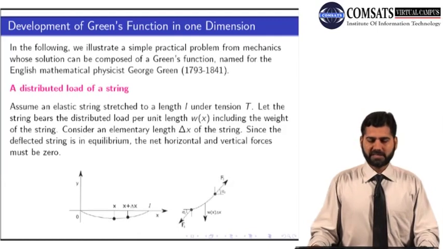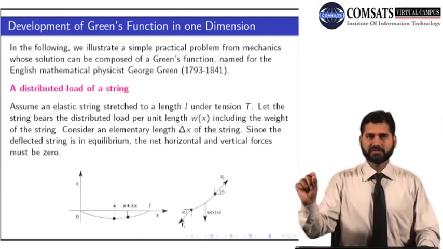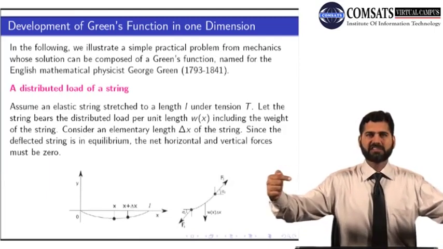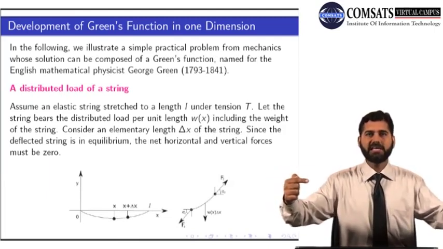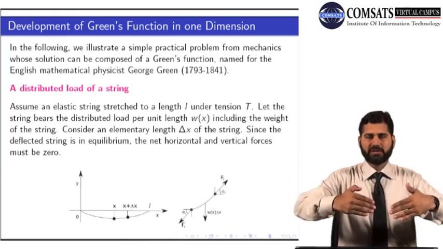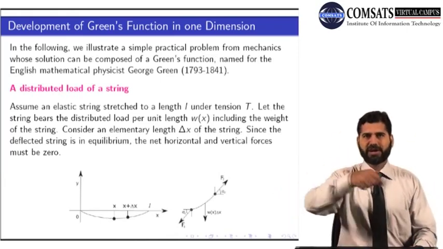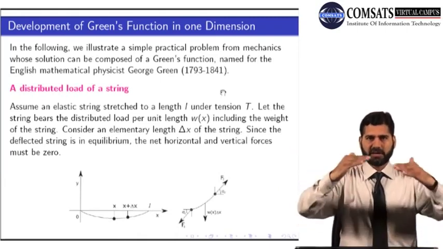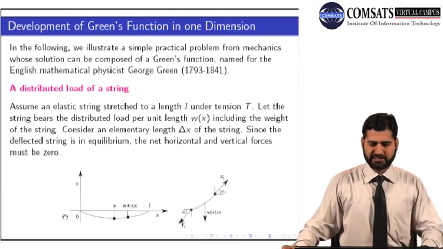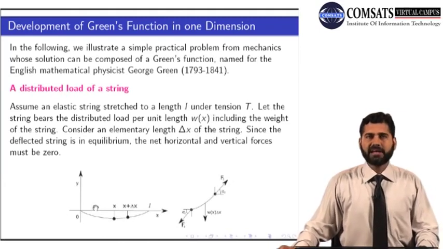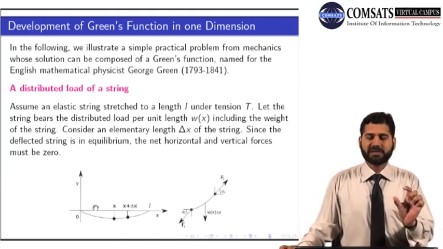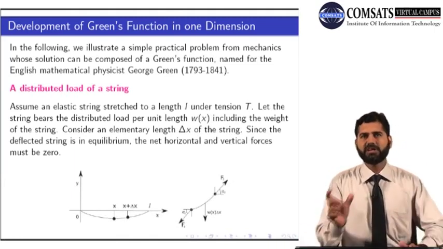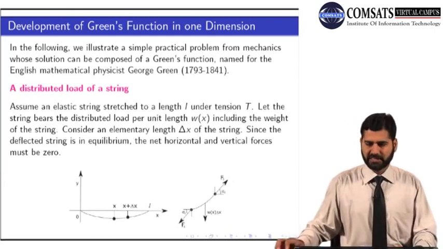So what we have here is a stretched string of length L, and of course there is a tension in the string, we call it T, and now there is a distributed load. The load is not on one point or somewhere on the string, it's distributed along the string. All right, so that's why it's stretched like this. And the weight W(x) is basically the weight per unit length. All right, because it's distributed, so everywhere it's equal weight.